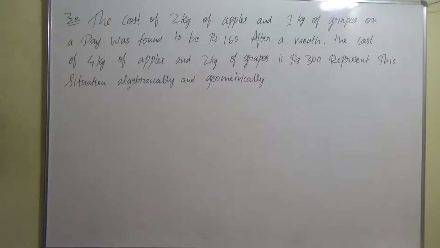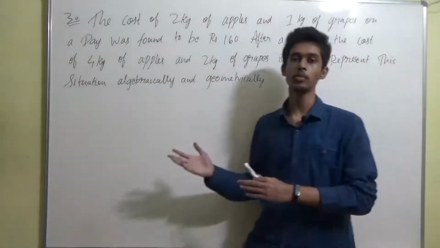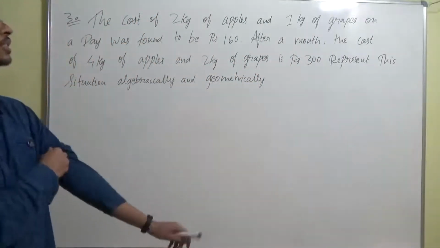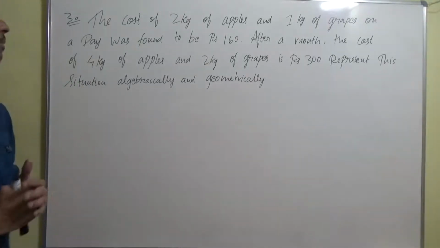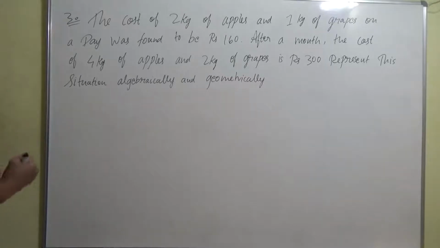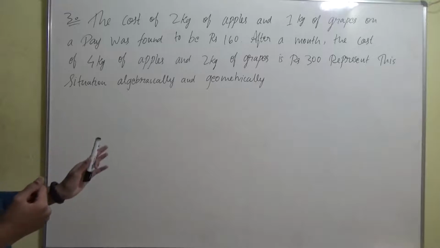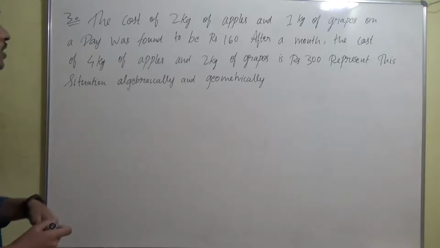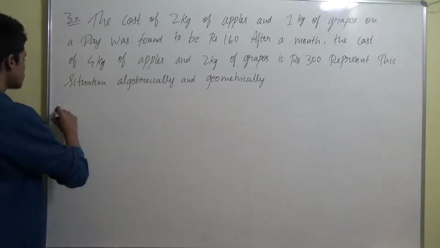So now let's look at the third question of this exercise, guys. That's exercise 3.1. Even the third question is quite similar to the first and second question, guys. I would say this is even easier than the first and second question. The third question says the cost of 2 kg of apples and 1 kg of grapes on a day was found out to be rupees 160. After a month, the cost of 4 kg of apples and 2 kg of grapes is rupees 300. Represent the situation algebraically and geometrically. Geometrically means graphically.